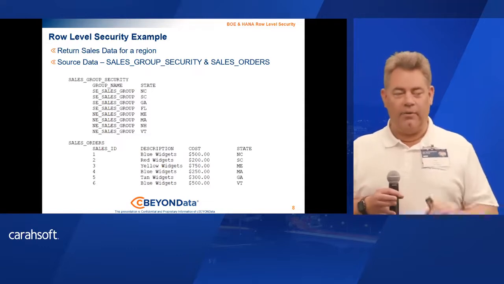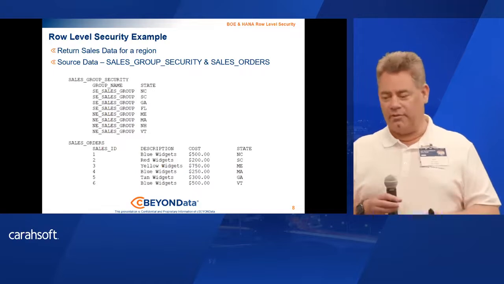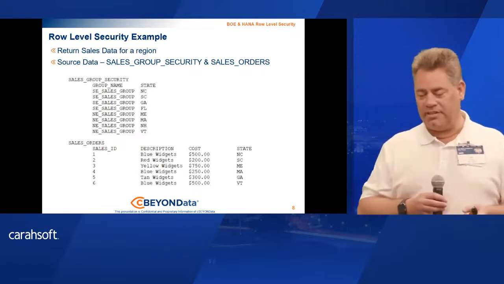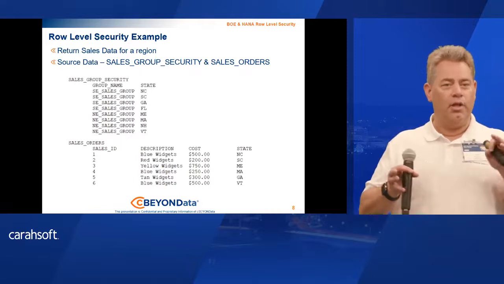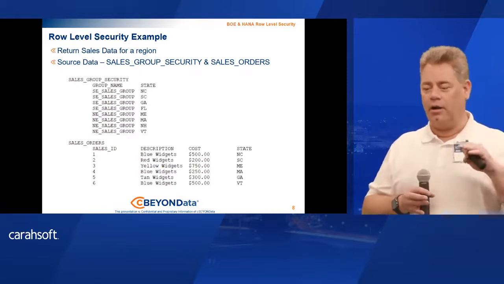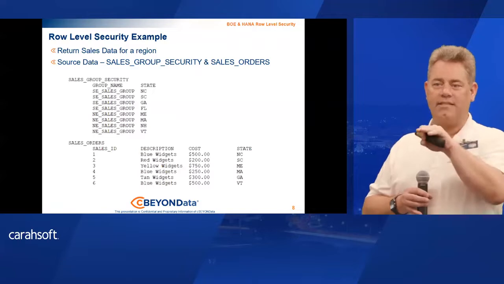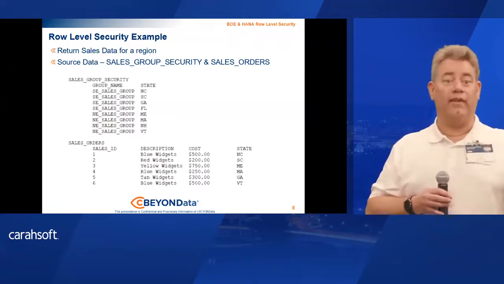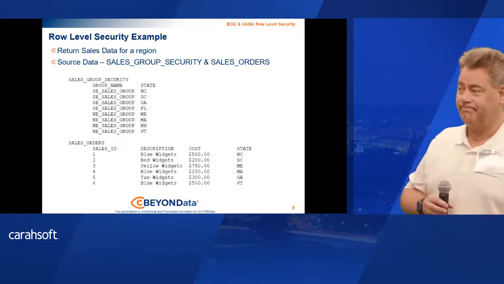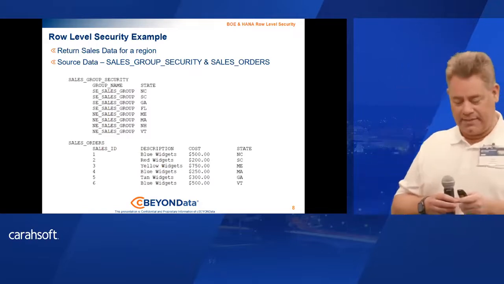And then we've got some sales order data of blue and red widgets, which is a normal thing you want to see. And then we have states associated with that data. So it's a pretty simple concept where, for a particular sales group, we want to see, based on the state, what sales orders they should see. Any questions? Pretty straightforward. Nothing super high tech here.